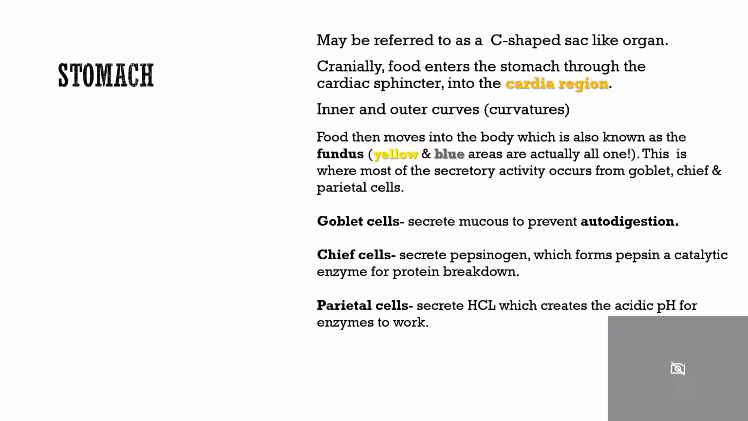The goblet cells secrete mucus, in order to prevent autodigestion. We don't want the stomach to be able to digest its own walls. So it's really important that it acts only on the food and not the body itself. The chief cells secrete pepsinogen, which forms pepsin. This is a catalytic enzyme for protein breakdown. The parietal cells secrete HCl, which creates the acidic pH for enzymes to work. And that's hydrochloric acid.